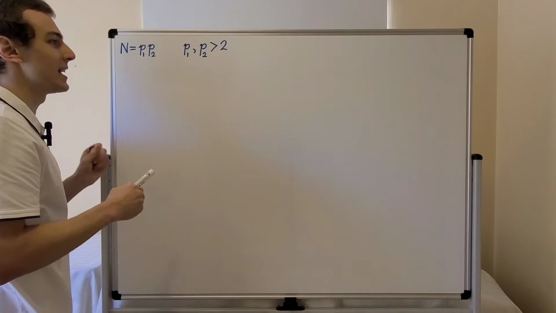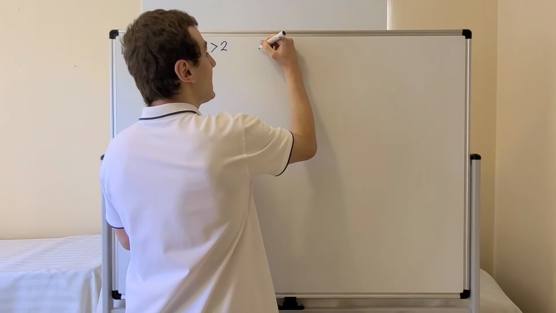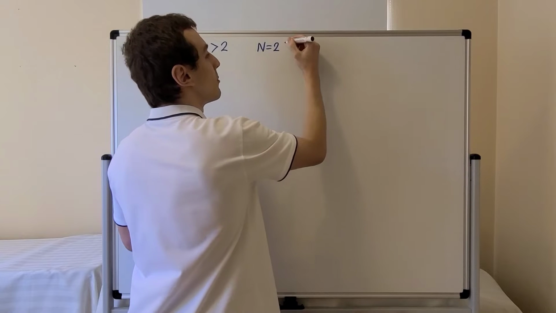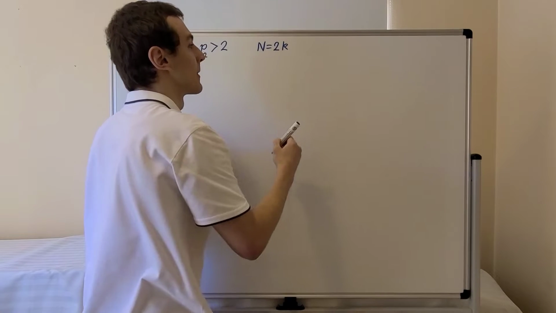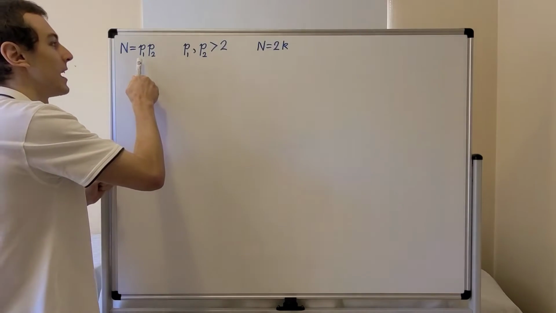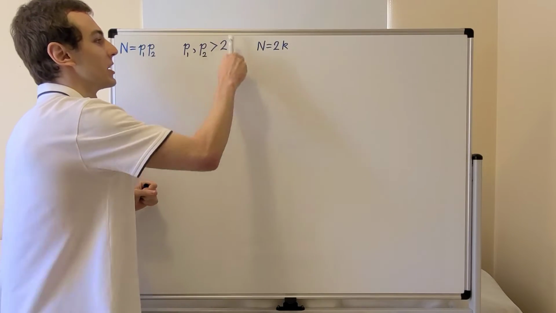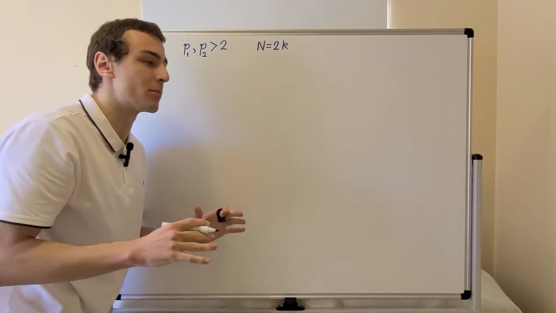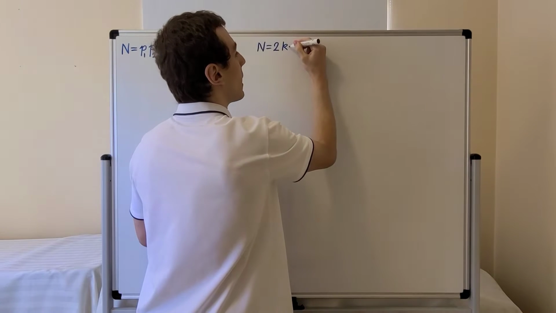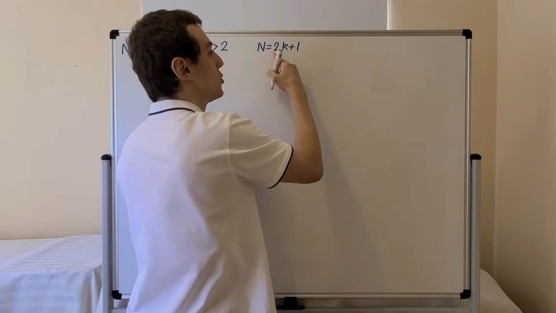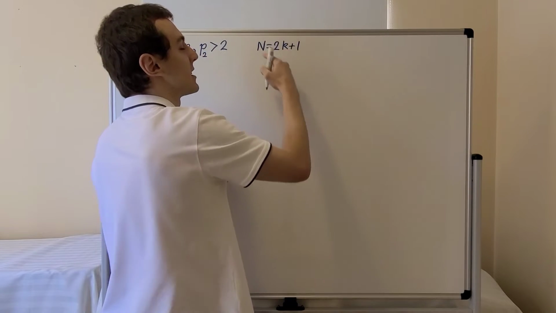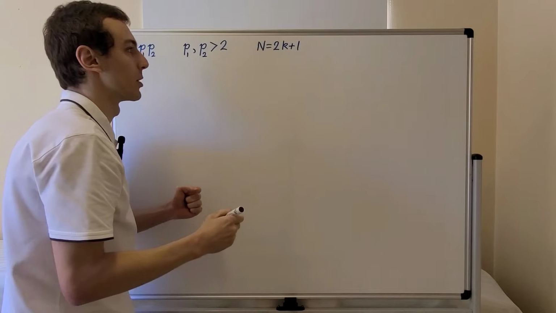Suppose that N is an even number. If N is even, then we can express it as 2 times some positive integer k. But that would mean that 2 is one of the prime factors, and that contradicts this property over here. So N is not an even number. It is an odd number, and we can express that as an even number plus 1. So we have 2 times some positive integer k plus 1.